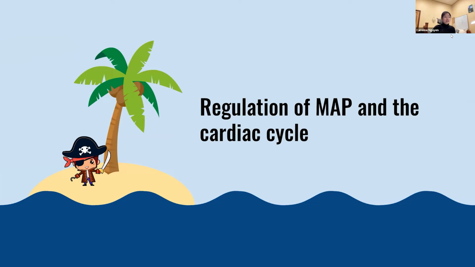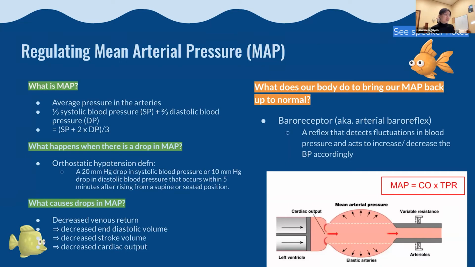So let's talk about regulation of MAP, mean arterial pressure, and the cardiac cycle. First off, what is mean arterial pressure? Last week, in week 11, Sayumi told us about how 2/3 of the blood that's pumped in the arteries will go towards pushing on the arterial wall. So this is why we have this equation. Mean arterial pressure, in words, is the average pressure in the arteries, and the equation is 1/3 of the systolic pressure plus 2/3 of the diastolic blood pressure. And this diagram explains that.